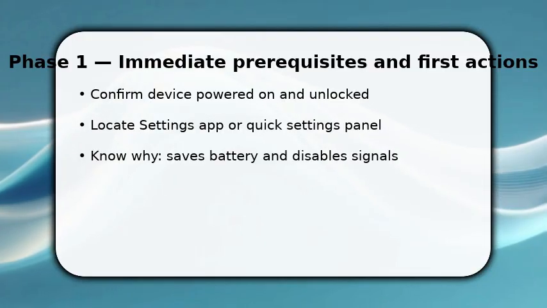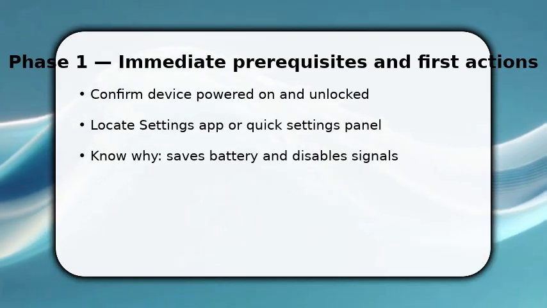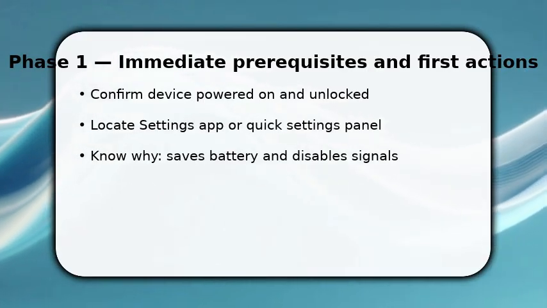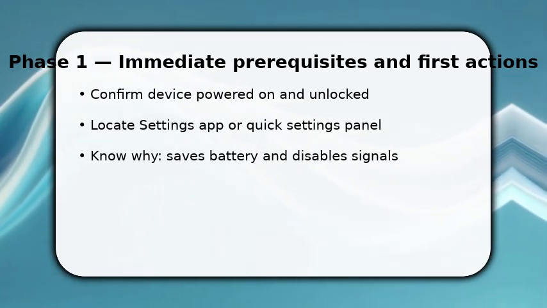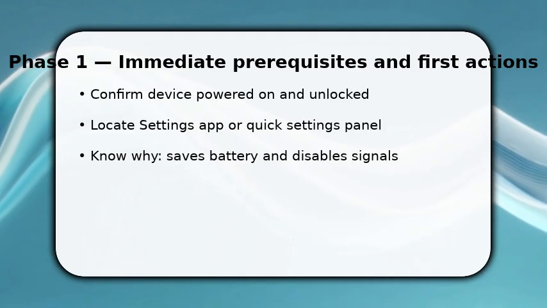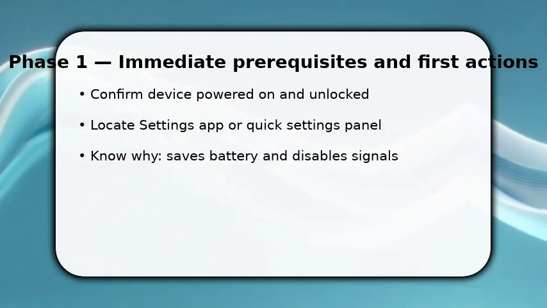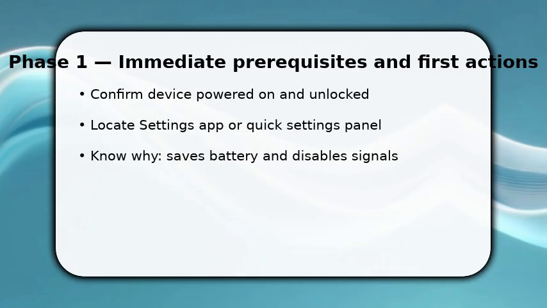You start by preparing the device. Unlock it and make sure you have no pending calls or uploads. Open Settings or pull down the Quick Settings panel immediately. This is faster. Once done, find the Flight Mode or Airplane Mode toggle. It's usually an airplane icon.